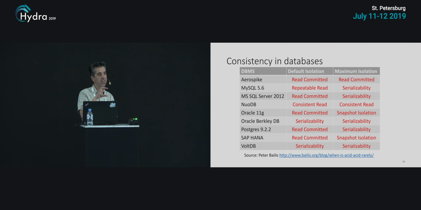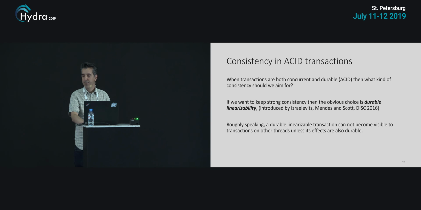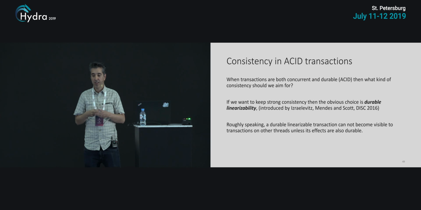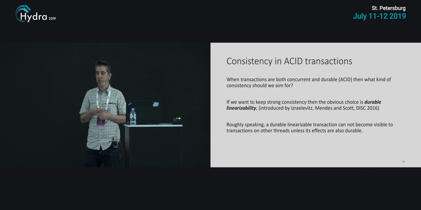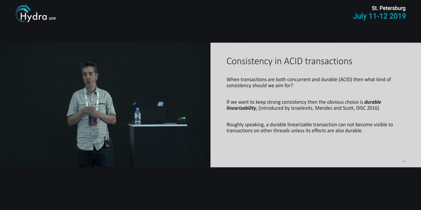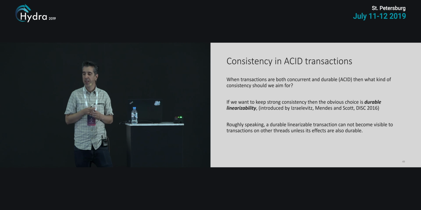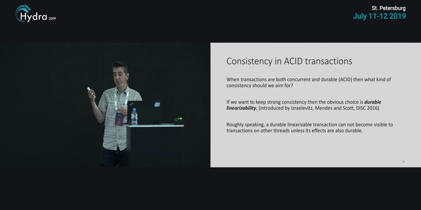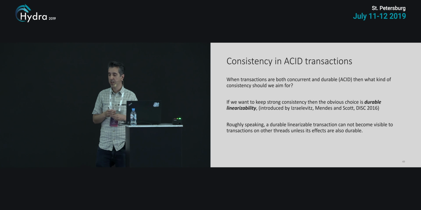So if we want a data structure that is durable as well as concurrent, we need to give it the strongest kind of consistency in durability and linearizability. And it turns out that the strongest kind of consistency, at least from what I've seen so far, is called durable linearizability, and it was introduced by Joseph Izraelevitz, Hammurabi Mendes, and Michael Scott. And this paper is really awesome. I recommend you read it if you ever care about persistent memory.